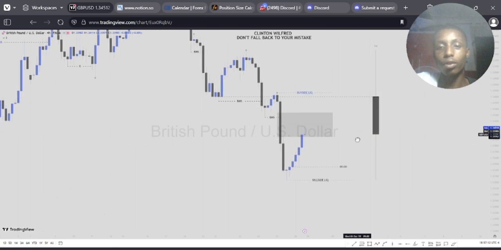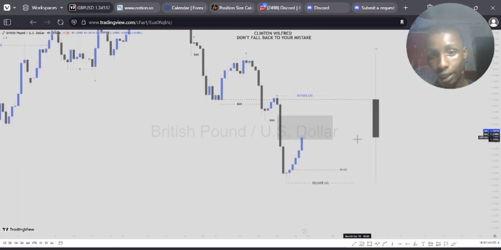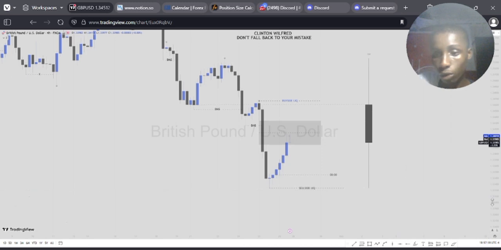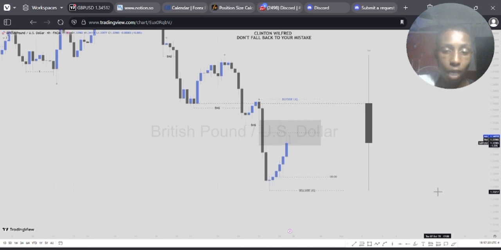I see the daily is aligning with the H4 time frame. We are bearish. We just swept sell side liquidity, so after taking sell side liquidity, we might actually get to the opposite side of liquidity, an FVG or an imbalance as we might call it, for price to trade to the downside.